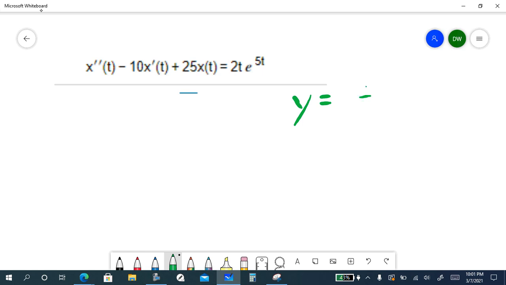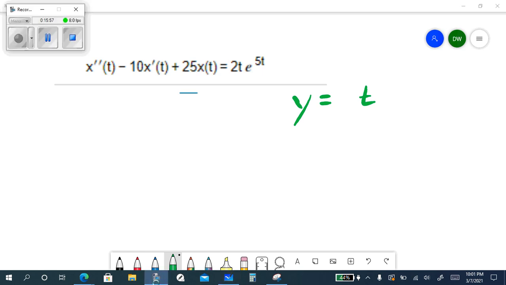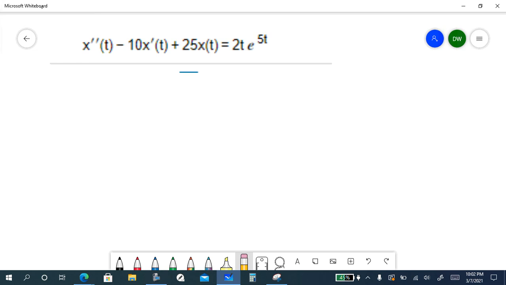I'm going to have to zoom out just one moment. So let's take a look at this one. At first glance, it appears that our solution should have an e to the 5t, and out front, since this is t to the first, we should have an a times t and then a b. Since that's t to the first, we need a t to the first term and a constant term.